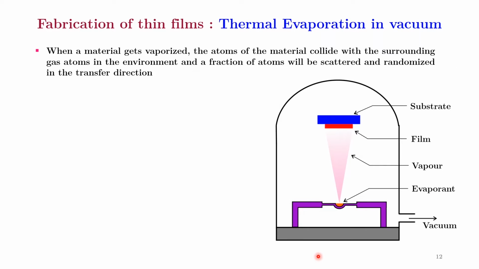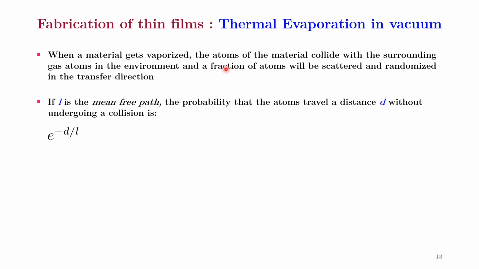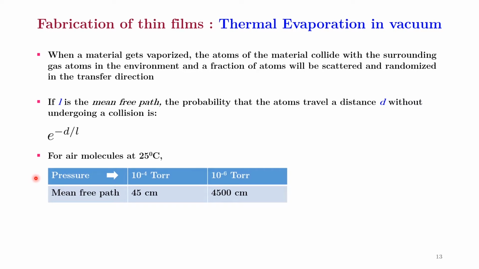When the material gets vaporized, the atoms of the material collide with the surrounding gas atoms in the environment, and a fraction of the atoms will be scattered and randomized in the transfer direction. If L is the mean free path, the probability that the atoms travel a distance d without undergoing a collision is e^(-d/L). Let's now try to understand the relation between the mean free path of the atoms and the pressure inside the chamber.